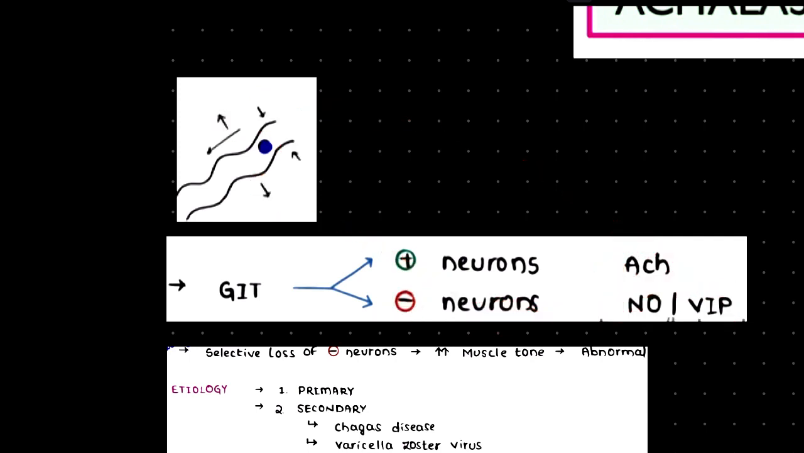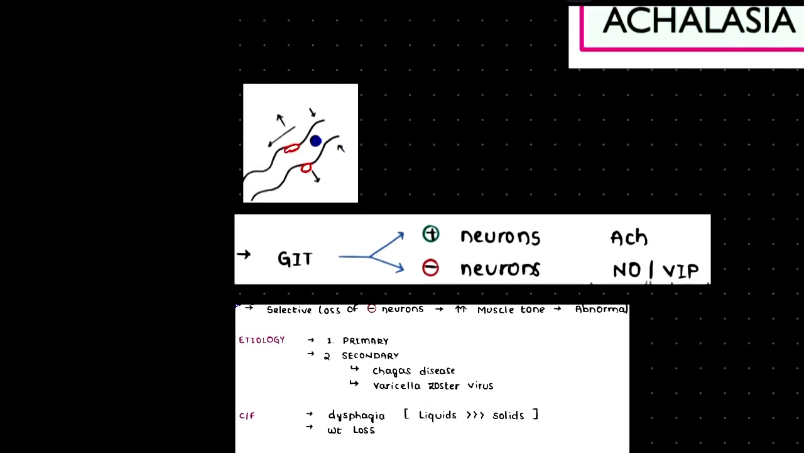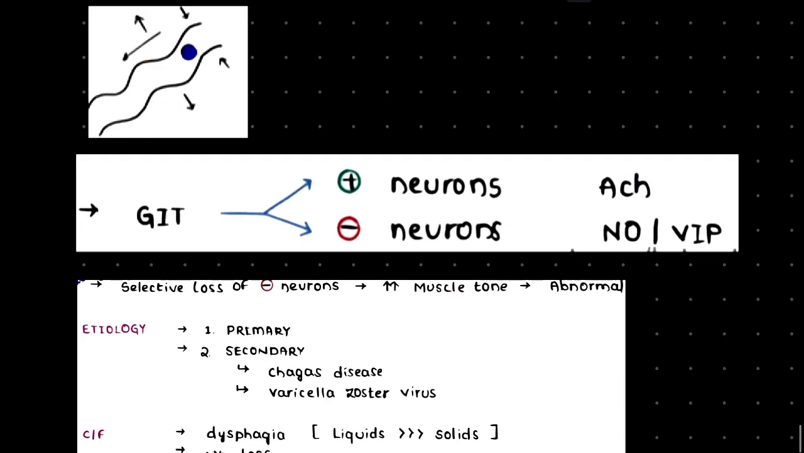But here, these inhibitory neurons are not functioning. As you can see right here, selective loss of inhibitory neurons takes place. If there is loss of inhibitory neurons, what will happen to the muscle tone of this region? There will be an increase in muscle tone, which means contraction in this region. Since there will not be any dilation, there is contraction. This is an abnormality in motility, so the food particle will not be able to pass down.